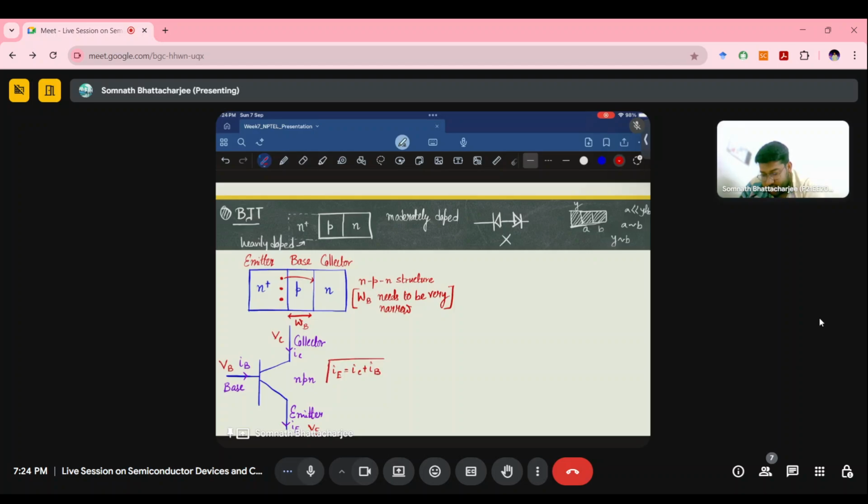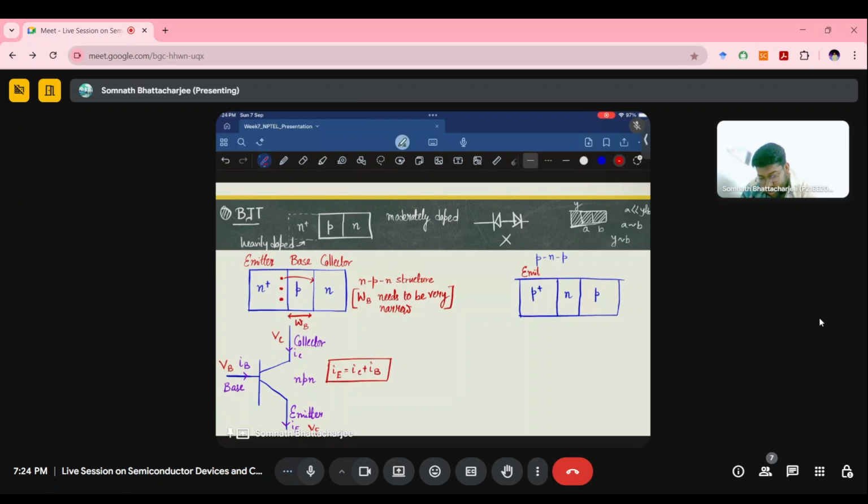So the total current in the emitter region should be equal to the collector current and the base current. Now similarly, we can also have a PNP structure, as in this case. This one would be the P plus, that is the heavily doped P side. This is the N type, and this one should also have a very narrow width. And so this is a PNP transistor.